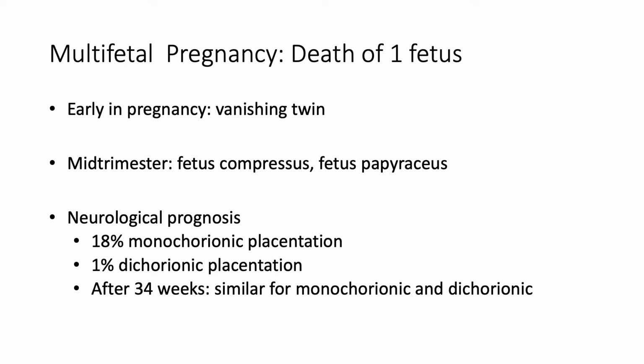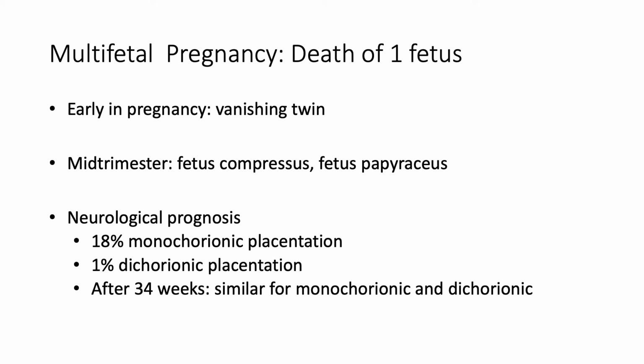One or more fetuses may die at any time during multifetal pregnancy. When death of one fetus occurs in early pregnancy, it may manifest as a vanishing twin. In more advanced gestation, fetal death may be undetected until delivery, and in this case, delivery of a normal newborn may be followed by a dead fetus that is compressed, or fetus compressus, or a flattened fetus known as fetus papyraceus.